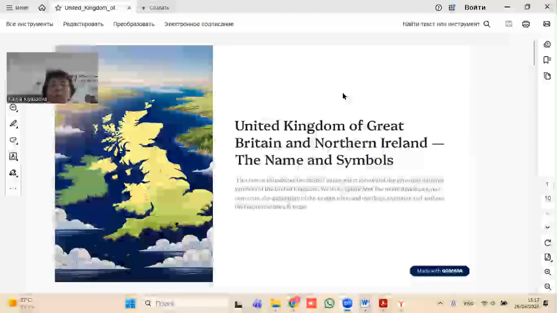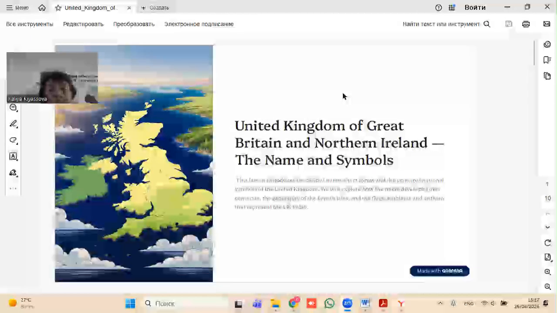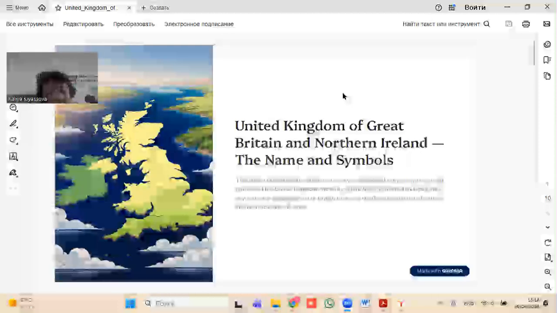United Kingdom of Great Britain and Northern Ireland, the name and its symbols. This lesson introduces the official name, short forms, and the principal national symbols of the United Kingdom. We will explore how the name developed over centuries and the geography of the British Isles and the flags, emblems, and anthem that represent the UK today.